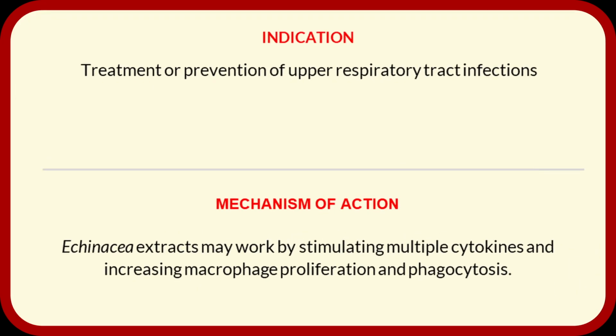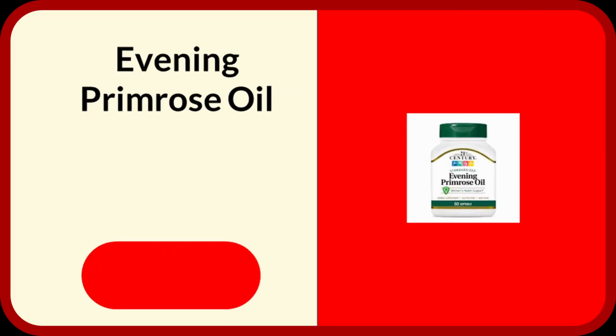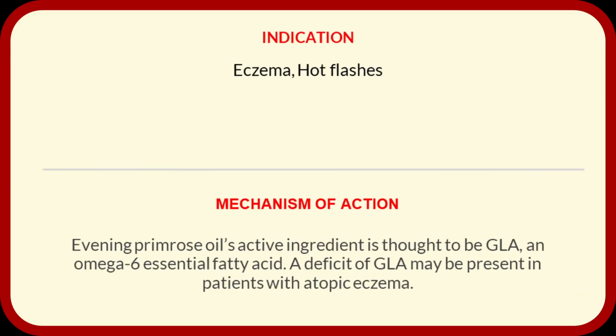Echinacea is used for the treatment or prevention of upper respiratory tract infections. Echinacea extracts may work by stimulating multiple cytokines and increasing macrophage proliferation and phagocytosis. Evening primrose oil is used for eczema and hot flashes. Evening primrose oil's active ingredient is thought to be GLA, an omega-6 essential fatty acid. A deficit of GLA may be present in patients with atopic eczema.